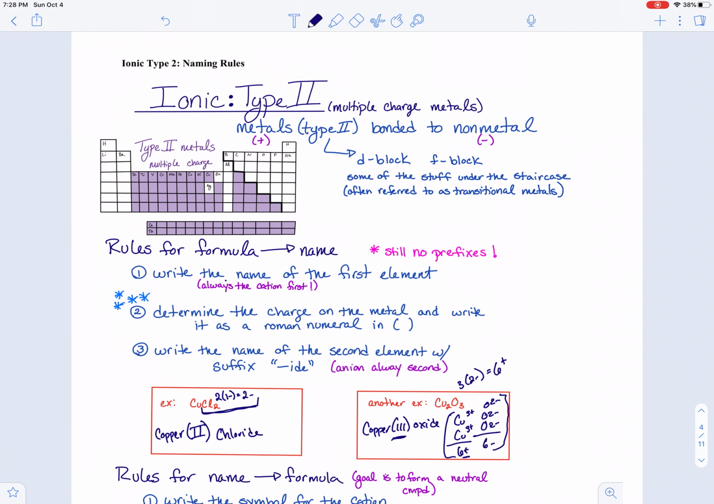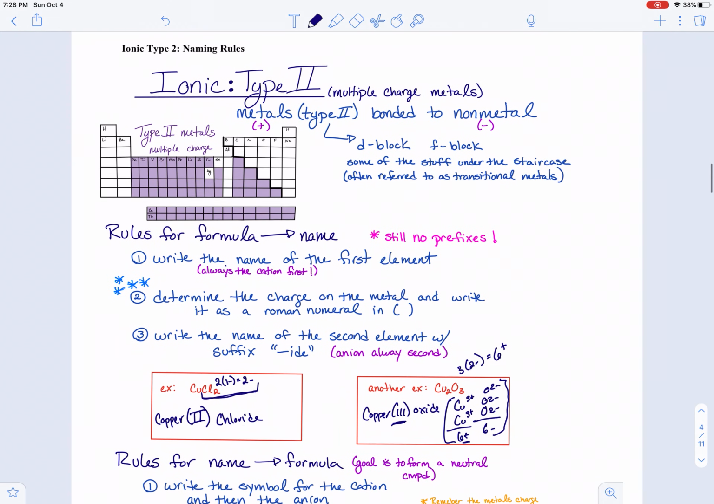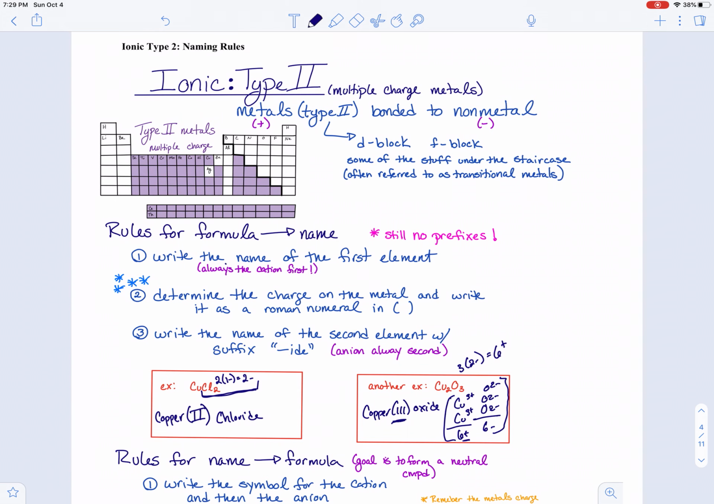Your next set of notes are going to be on naming ionic type 2. So the idea of ionic type 2 is that these are multiple charge metals. So multiple charge metals mean that they come in various charges. So there's iron with a 2 plus charge or iron with a 3 plus charge. So they come in multiple charge types.